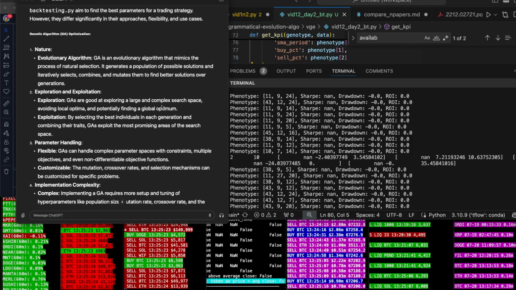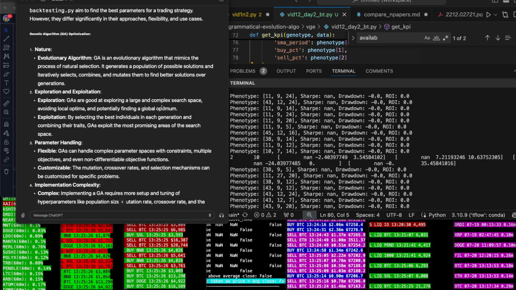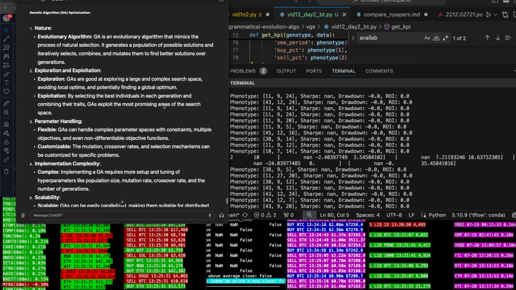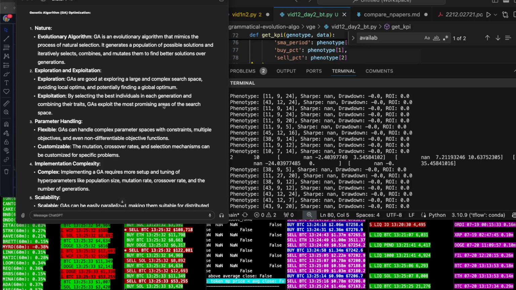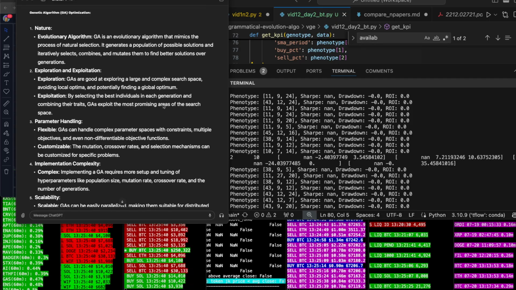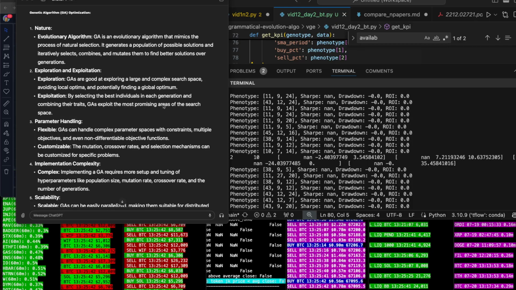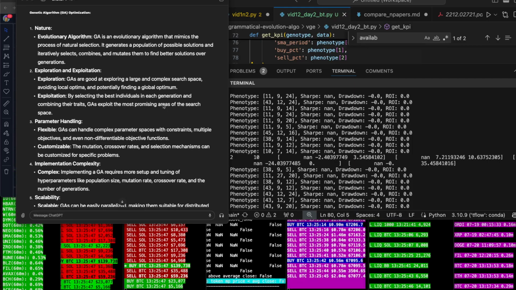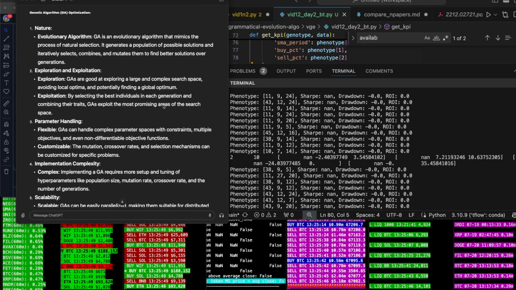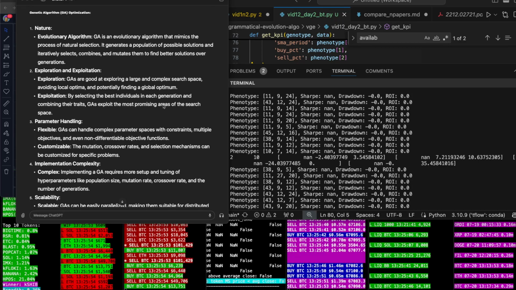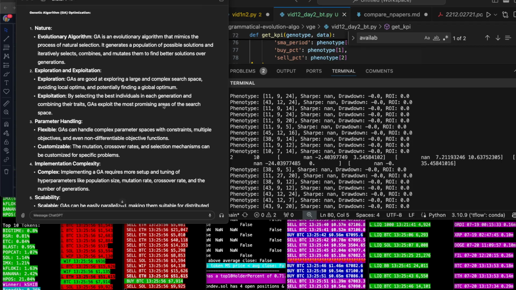It generates a population of possible solutions and iteratively selects, combines, and mutates them to find better solutions over generations. Exploration and exploitation. Exploration: GAs are good at exploring a large and complex search space, avoiding local optima and potentially finding a global optimum. Exploitation: by selecting the best individuals in each generation and combining their traits, GAs exploit the most promising areas of the search space. Okay.